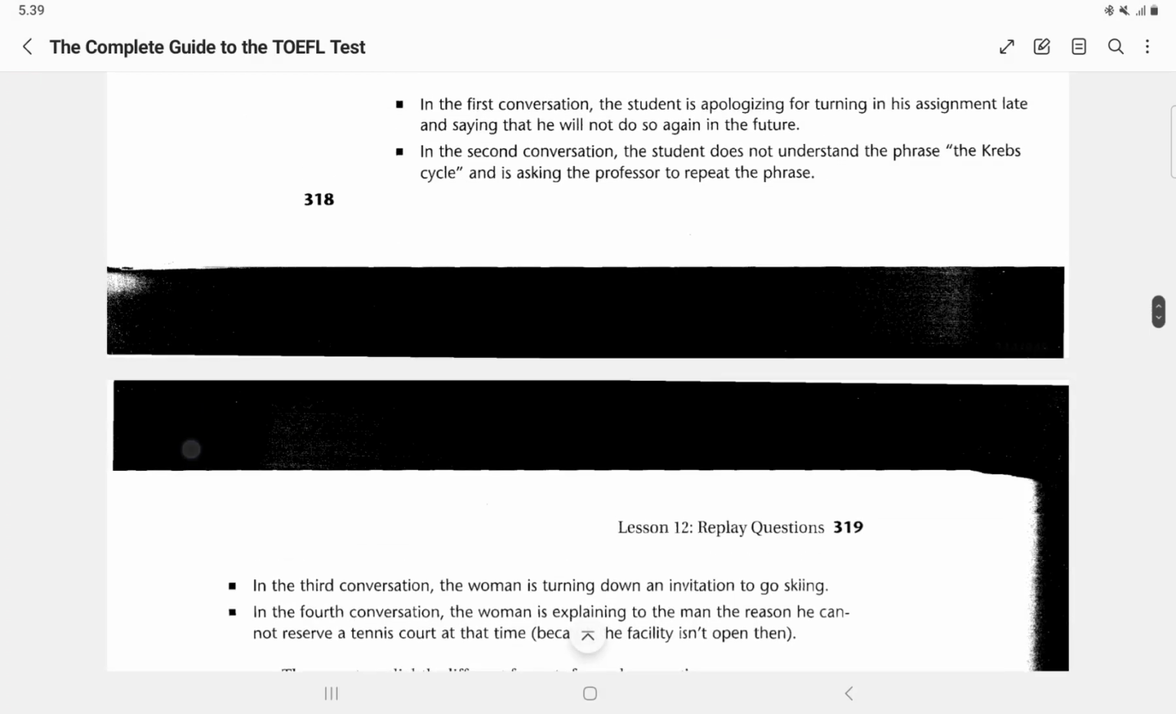Listen to the following short conversations. Pay special attention to the way the phrase "I'm sorry" is used. Conversation number 1. You know, Donald, that's the second or third time you've turned in an assignment after the due date. I know, Professor Dorn, and I'm sorry. I really am. I'll try not to let it happen again.